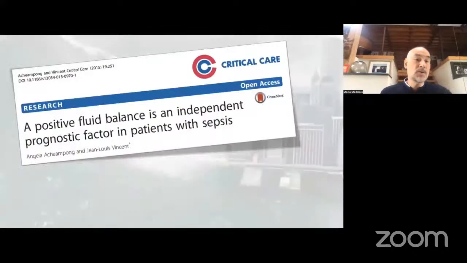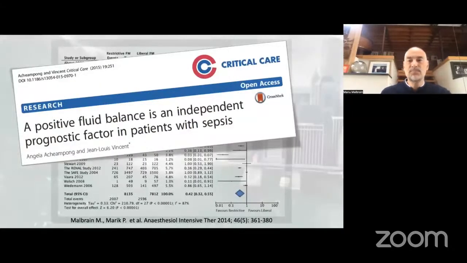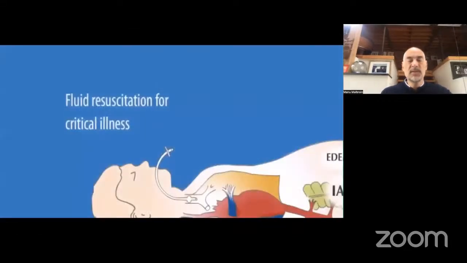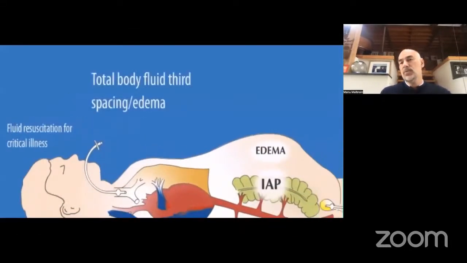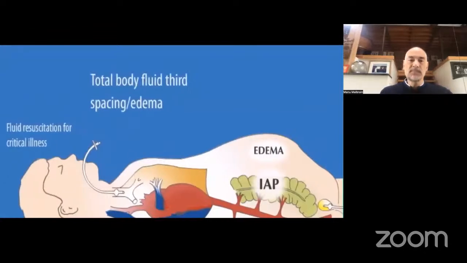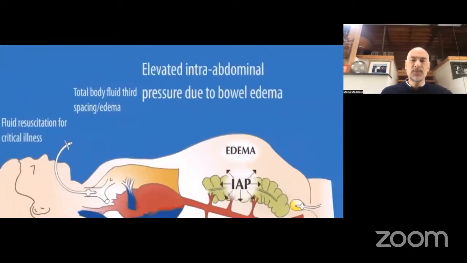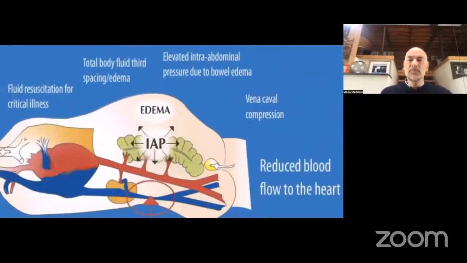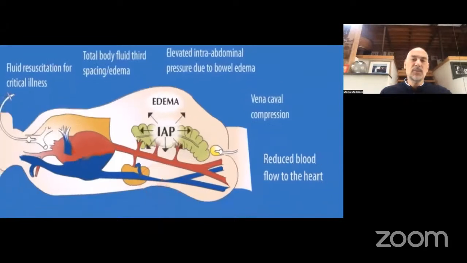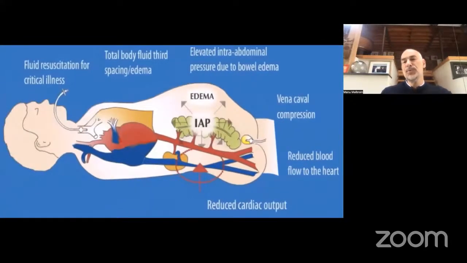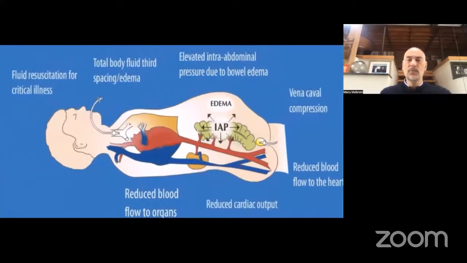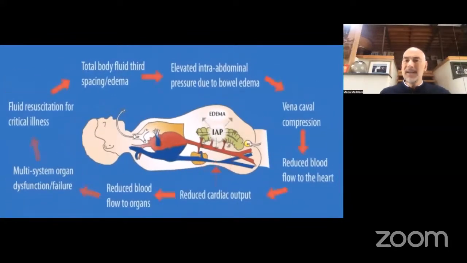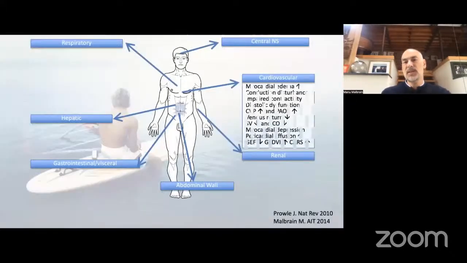Why is this so? Because a positive fluid balance is an independent prognostic factor for patients with sepsis, and restrictive therapies seem to be better than liberal ones. Because if we give fluids, there will be second, third space fluid accumulation, edema in the abdomen, there will be ileus, abdominal pressure will increase, vena cava will be compressed, reduced blood return to the heart, reduced cardiac output, reduced flow to the organs, and multisystem organ failure may occur, leading to kind of a vicious cycle.